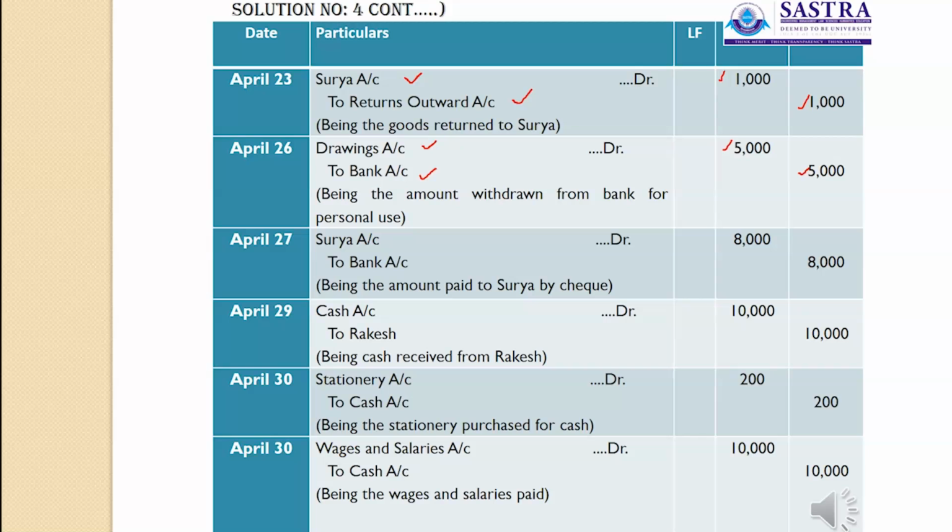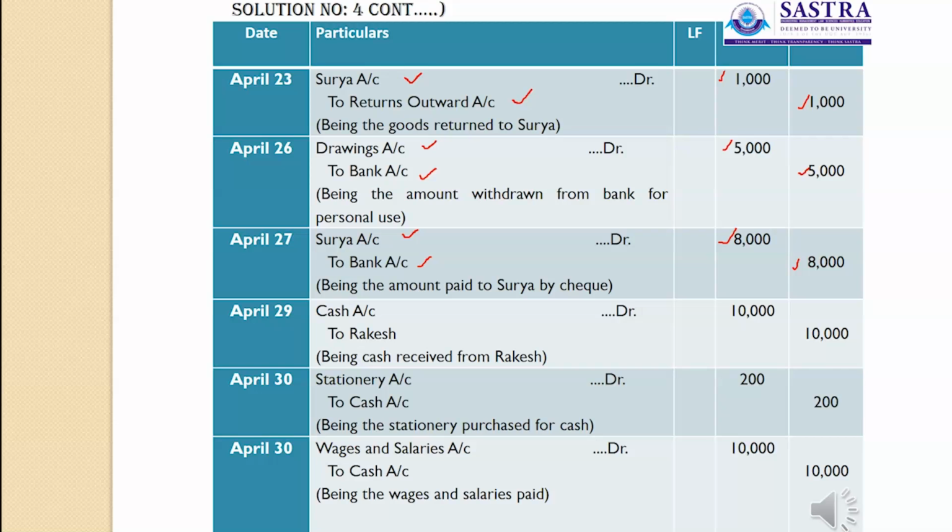Then April 27, amount paid to Surya by check. Surya is the receiver, so Surya account debited; paid by check, so bank account will be credited. The journal entry for this transaction is Surya account debited, Surya account debited rupees 8,000 to bank account rupees 8,000. The narration for this transaction is being the amount paid to Surya by check.